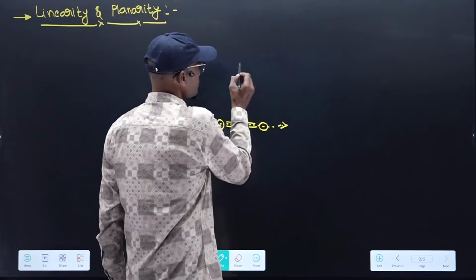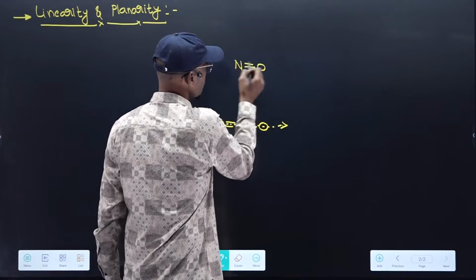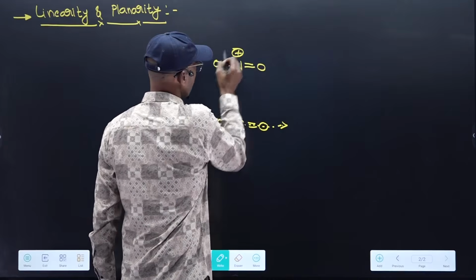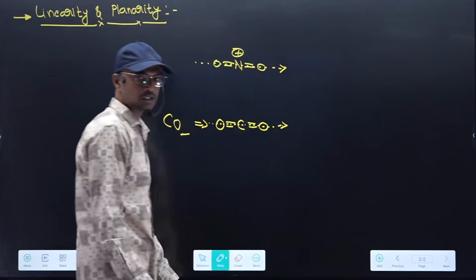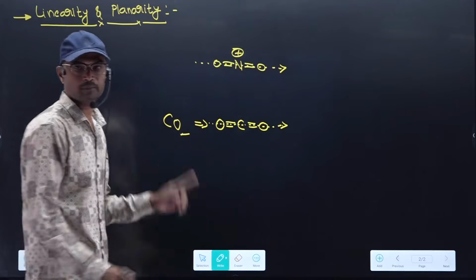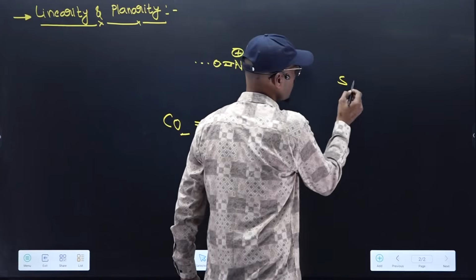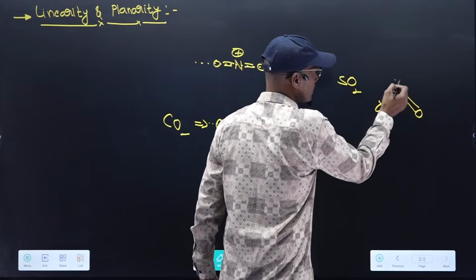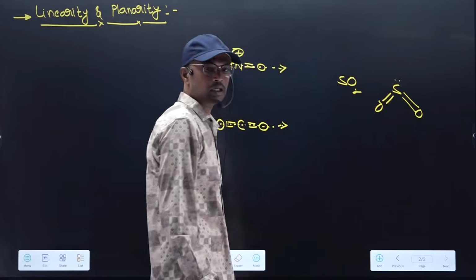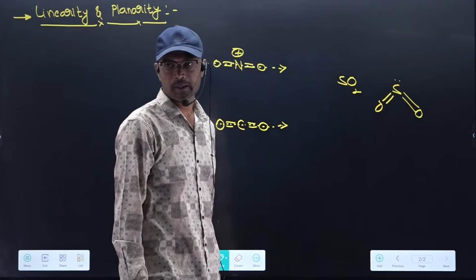Okay? Suppose if I take NO2+, now here also it remains the same. Each and every atom touches the imaginary line. It is also linear. Suppose if I take sulfur dioxide, if I write like this, this is the real structure of sulfur dioxide. Can I say linear? No, it is not linear.